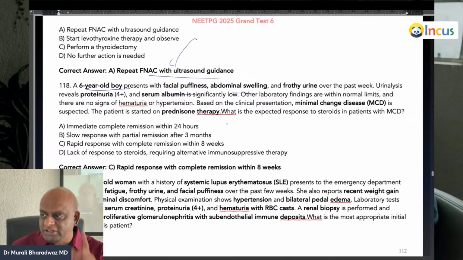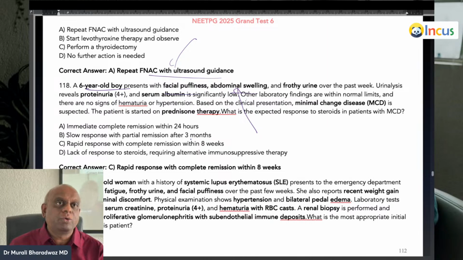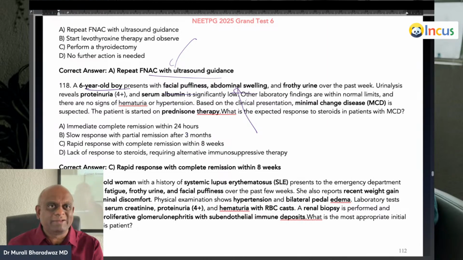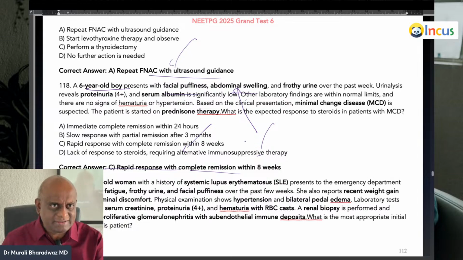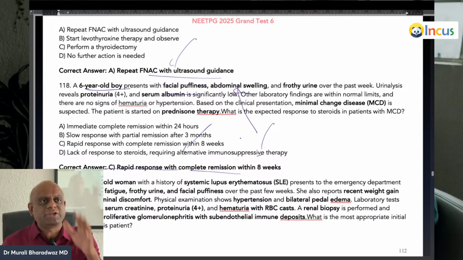6-year-old with facial puffiness, abdominal swelling, found to have nephrotic syndrome with minimal change disease. What is the rule in minimal change disease? It will show a rapid response with a complete remission within 8 weeks. That is the rule of minimal change disease.